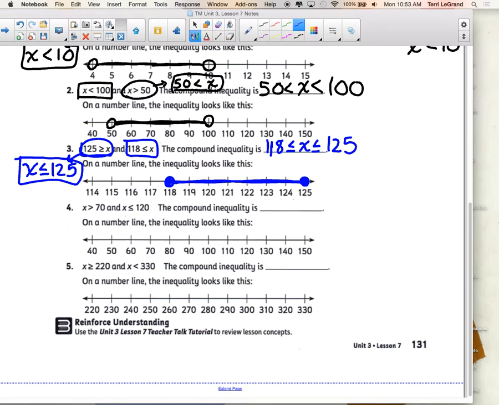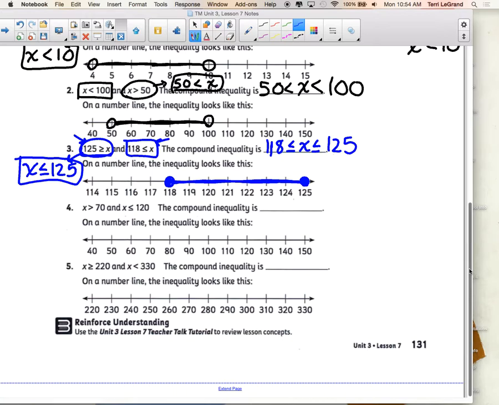Now, here's how you can be certain, though, that you have it right. You would pick a number that is in that region, and you would see if it made both of them true. So, like 120. Is 125, I'll go back to the way it started, is 125 greater than 120? Yes. Is 118 less than 120? Yes. Okay.